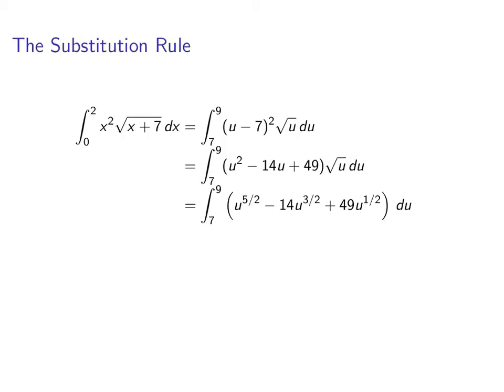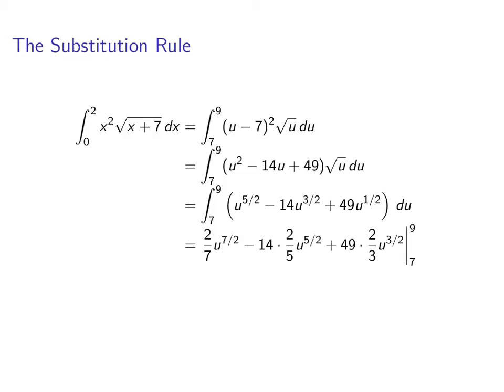Now it's a little long, but it's actually a pretty easy integral to do because all we have to do is apply the power rule a couple of times. Okay, that's what we're going to do. So u to the 5/2, when we anti-differentiate, we'll get 2/7 u to the 7/2. The u to the 3/2 turns into 2/5 u to the 5/2. Keep the minus 14. And then the last piece, u to the 1/2 turns into 2/3 u to the 3/2. Also keep the 49. And we're just going to plug in the 7 and the 9.